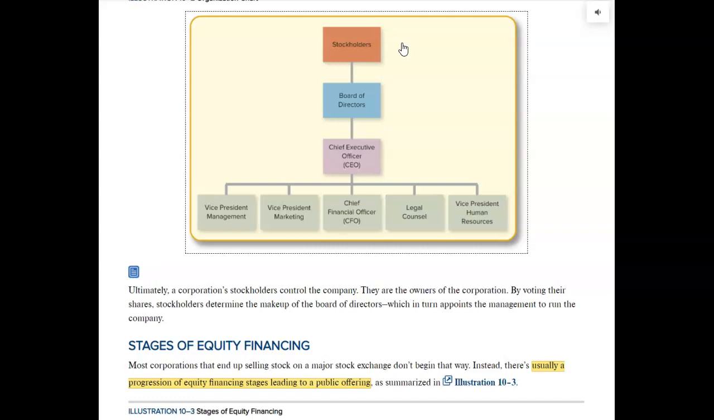The board will then select the CEO, Chief Executive Officer, or the President, interchangeable terms. And then that person is responsible for hiring all the other people that you see: Vice President for Management, other Vice Presidents throughout, the CFO, Legal Counsel, and so forth.